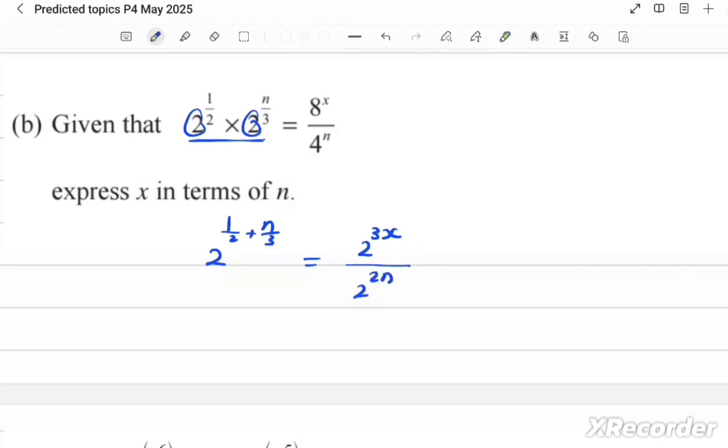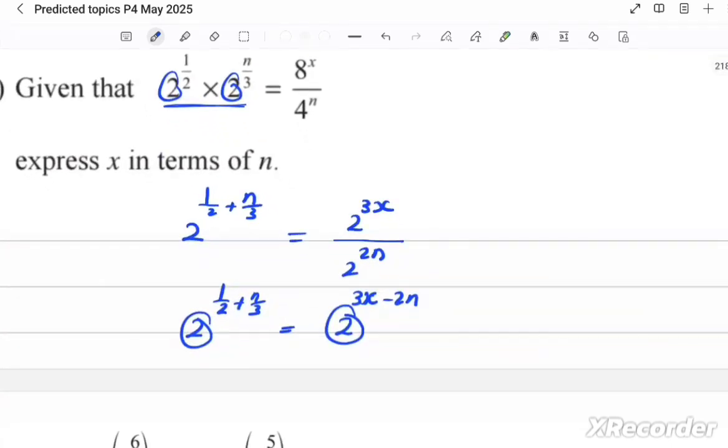Now we need to simplify more. That is 2 to the power of 1/2 plus n over 3 equals 2. Now on the right side, it's division. So in the case of division, we subtract. So 2 to the power of 3x minus 2n. So now the bases are the same, so we can say that the powers are the same as well.